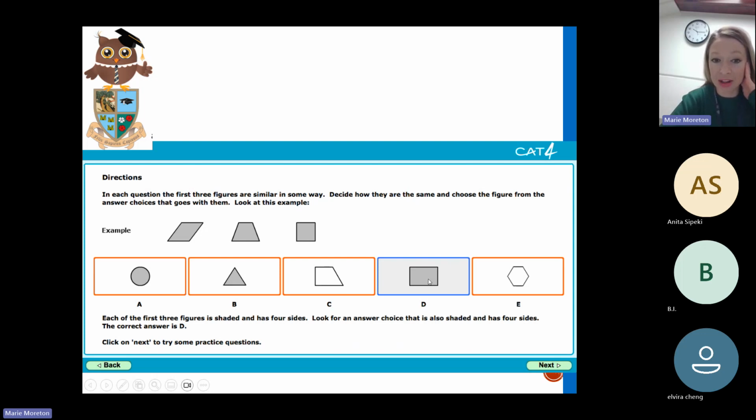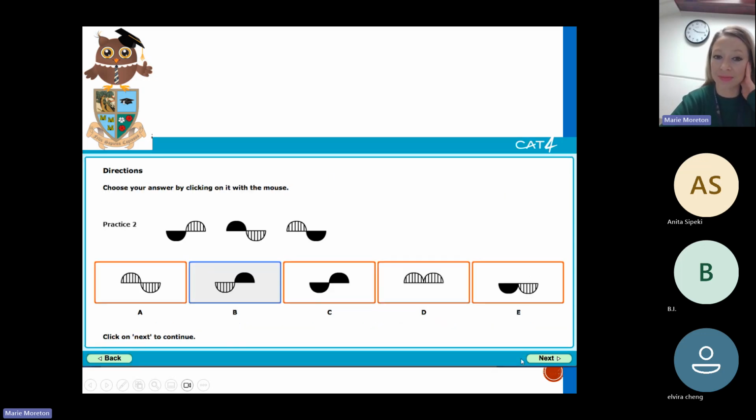This one is a practice question that is read to the children. The children are all wearing headphones and they listen to the question being read out, and they listen to the instructions, and they practice clicking on the correct answer and clicking the next button as well.